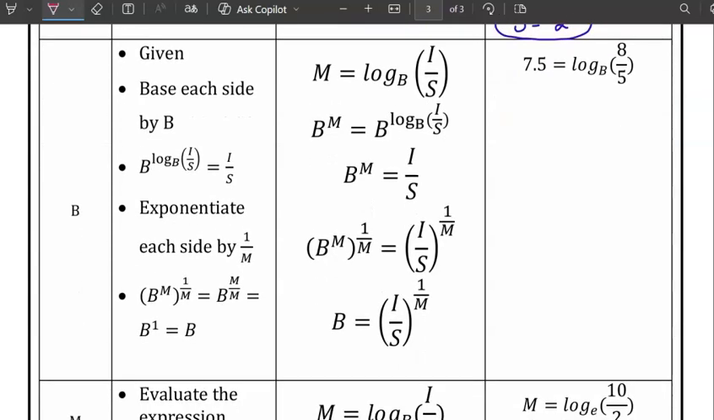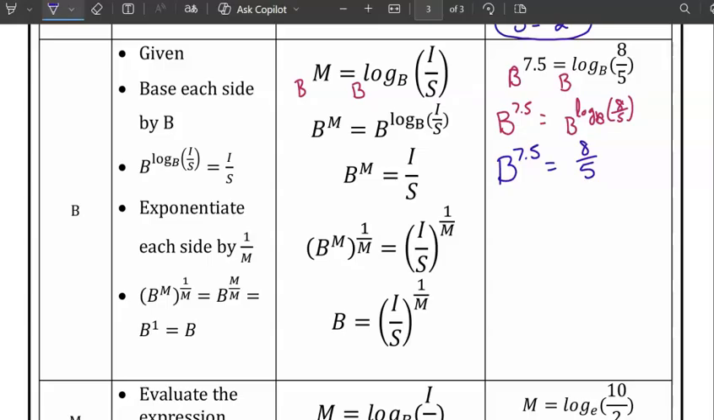Let's solve for b. We're given our equation 7.5 equals log b of 8 over 5. First, base each side by b. So we're going to base each side by that b. And rewrite it. b to the 7.5 power equals b to the log b of 8 over 5 right here. Next, we know that the base and the log cancel. b to the 7.5 power equals 8 over 5.